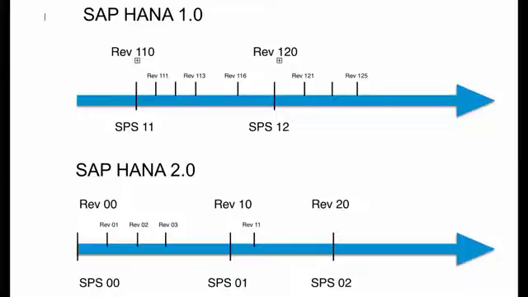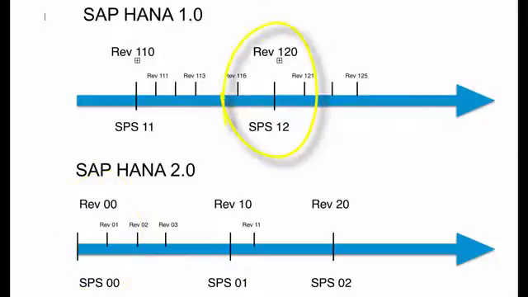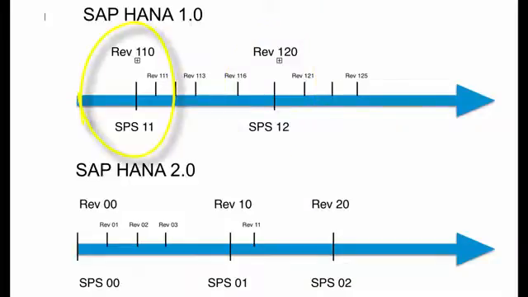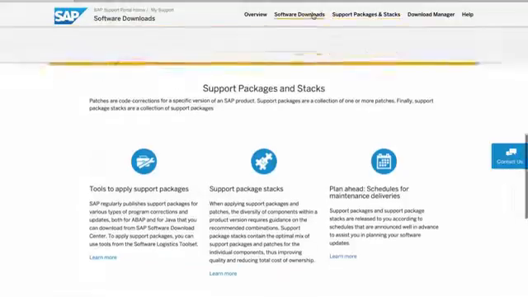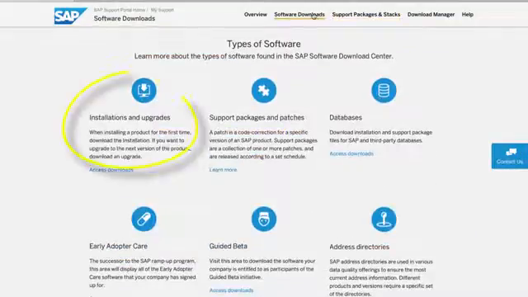So SAP HANA 2.0 SPS 00 is revision 0, and SAP HANA 1.0 SPS 12 is revision 120. SPS 11, revision 110, and so on. These are major releases with new functionality, not just fixes. For this reason, for HANA, you have to look for the SPS releases under installation and upgrades and not under support packages and patches. And they aren't really upgrades either, because every revision is an upgrade, you could say.